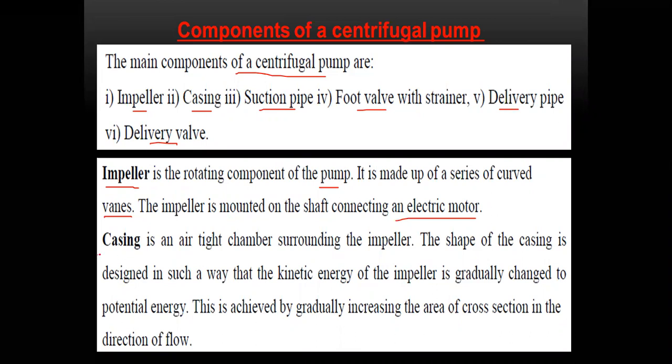Second one is casing. It's an airtight chamber surrounding the impeller. The shape of the casing is designed in such a way that the kinetic energy of the impeller is gradually changed to potential energy. So how is it designed? This is achieved by gradually increasing the area of the cross section in the direction of the flow.